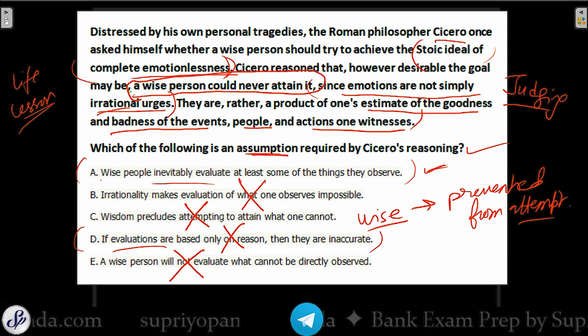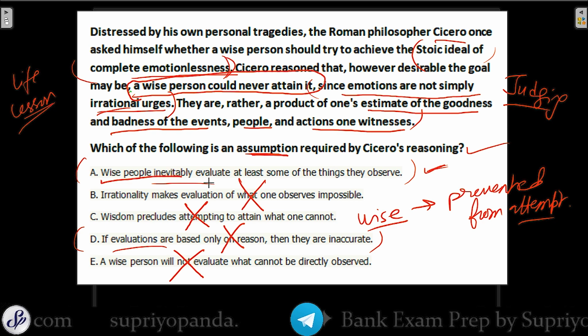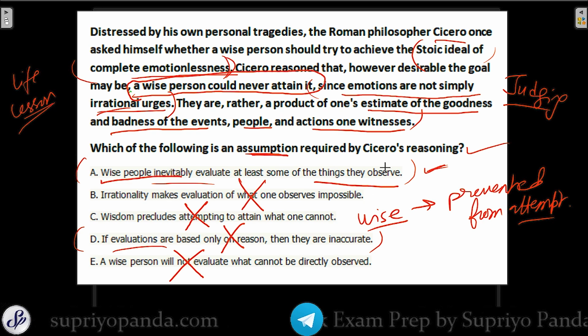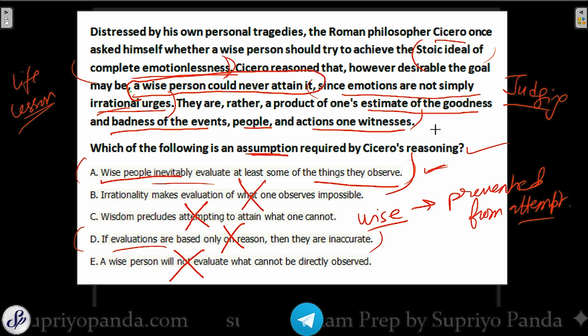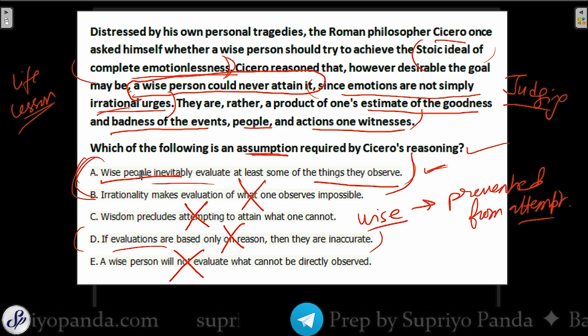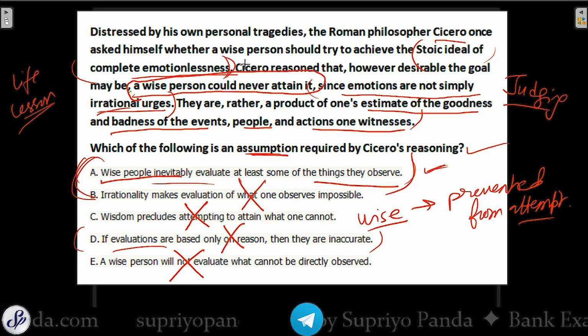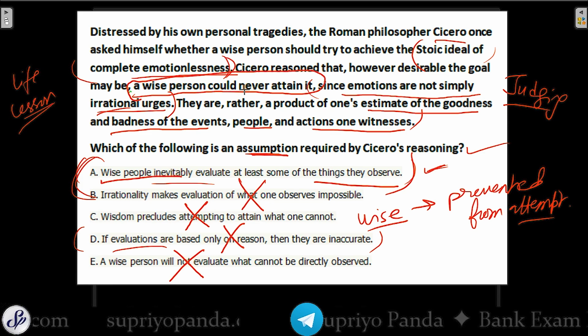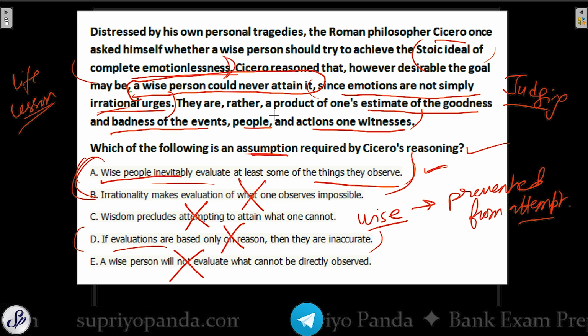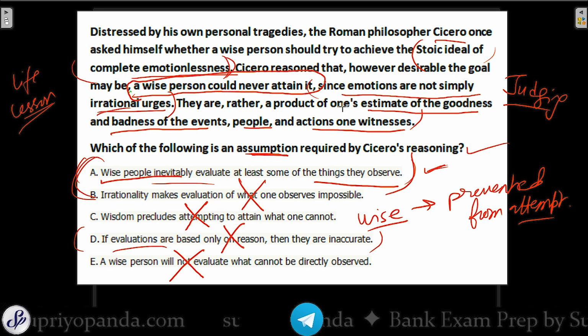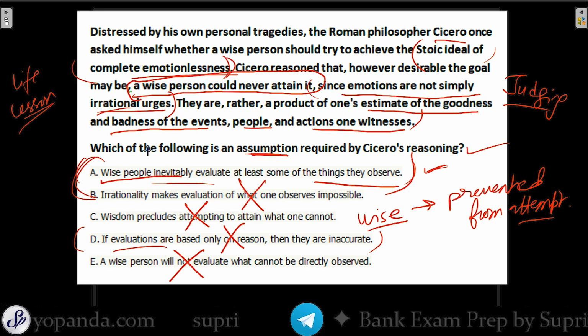So the only assumption is this: the wise person is inevitably evaluating at least some of the things that he or she is observing. So we have our answer, and we also have a life lesson over here. If you are keeping on evaluating things, then you cannot remove yourself from emotions. So if you have to control your emotions, you also have to somehow rationally think about goodness and not focus on the badness of events and people. I feel like this was an interesting life lesson.